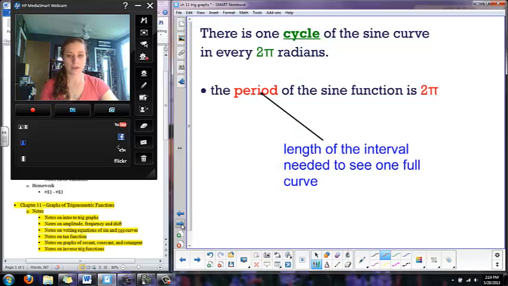Then we were talking about there's one cycle of the sine curve, and a cycle is pretty much just you seeing one full curve. So you see the hill and you see the valley and then it stops. That's one full cycle, and we see one full cycle in every 2 pi radians. So the amount of space that it took for us to see one curve was 2 pi. The period of the sine function is 2 pi. The period, one of the vocab words that we remember from yesterday, was the length of the interval needed to see one full curve. So that could change based on different equations.